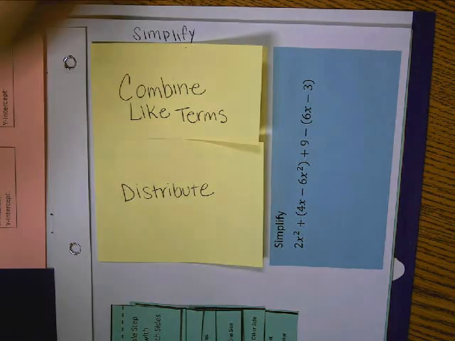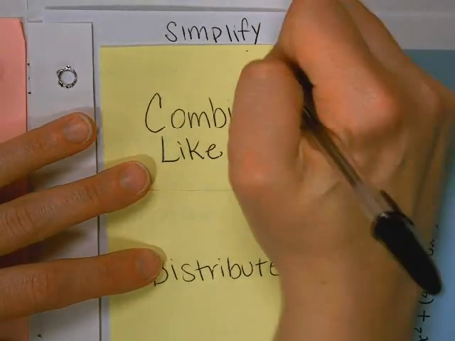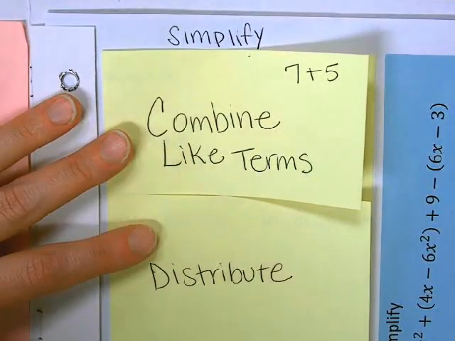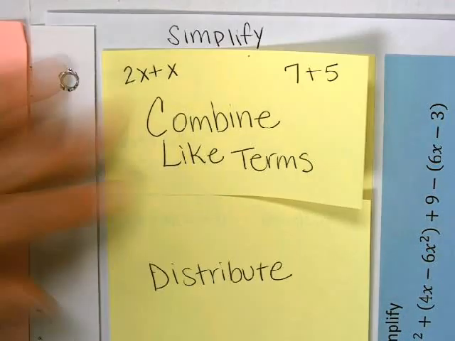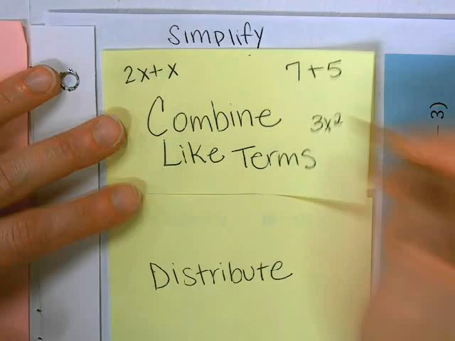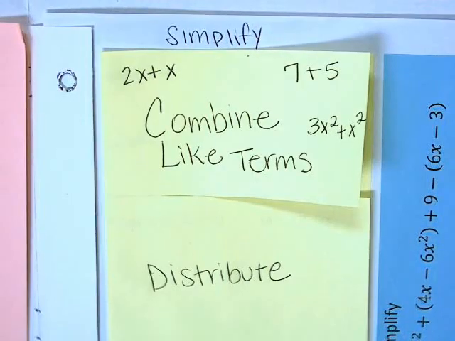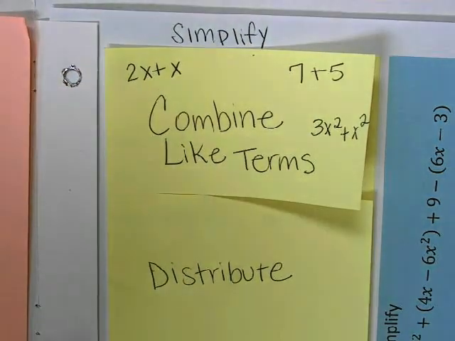So when we're talking about, and I'm just going to go ahead and zoom in on the yellow folder, combining like terms, we're talking about things like 7 plus 5. We can put those together because they're like terms. Or 2x plus x. Those are like terms. Or 3x squared plus plain old x squared. They have the exact same variable and the exact same exponent.